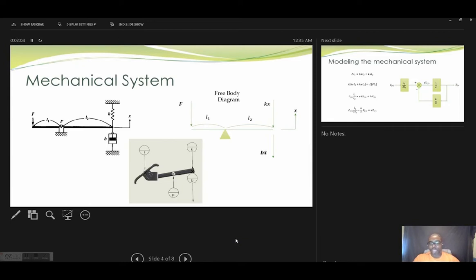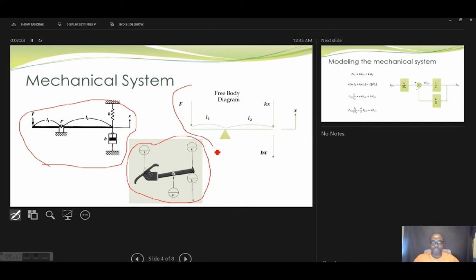And if you look right here, this is the sort of braking system that I'm modeling. And here's a simplified diagram of it. And here I went into a free body diagram of my system.